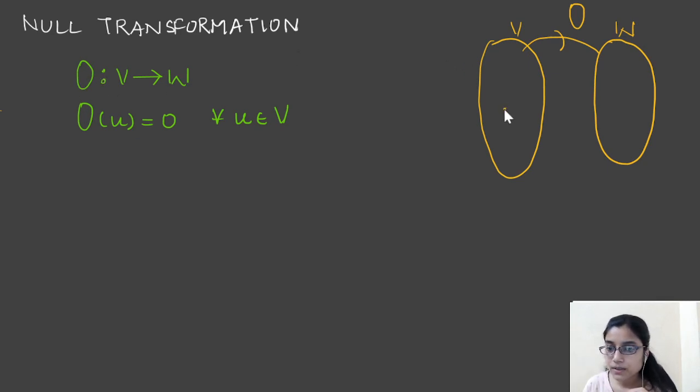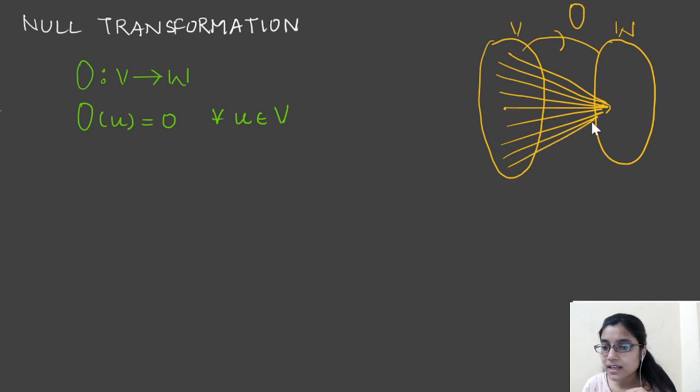So obviously every member is being mapped to 0. Suppose here we have one member, here we have another member, and here another member. All these members are just being mapped to the single zero vector inside W. Such a mapping is also called a zero mapping or null mapping. So we will check whether this forms a linear transformation or not.